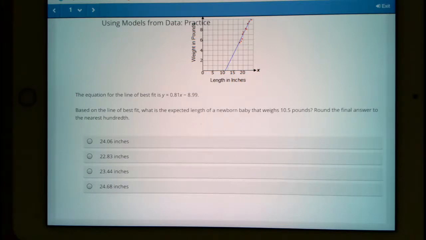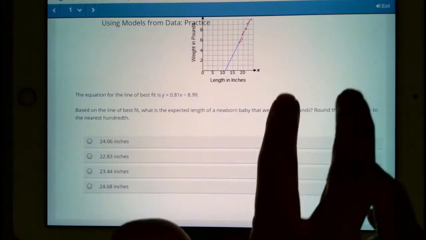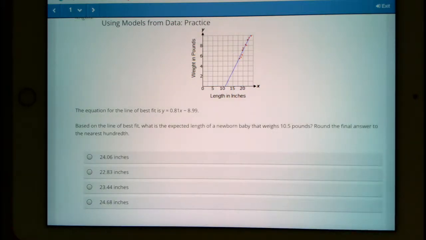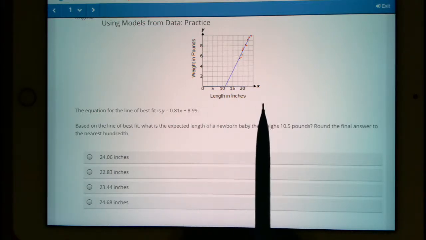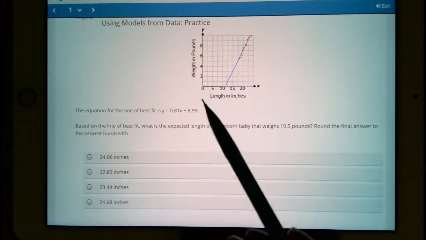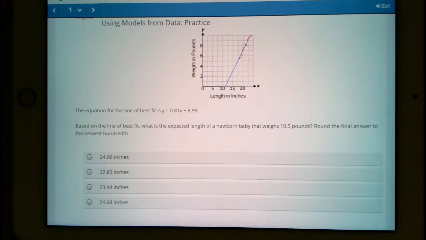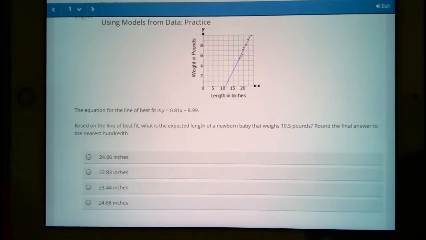So what we have to look at here is, what is the 10.5 pounds? Because we're going to be putting that back into our equation, and we need to decide, are we going to put that back in for x, or are we going to put it back in for y? As we look at the graph more closely, the x-axis has length in inches, and the y-axis has weight in pounds. So we're going to have to put that 10.5 pounds back into the equation for y. So I'm going to come over here to my notebook paper.